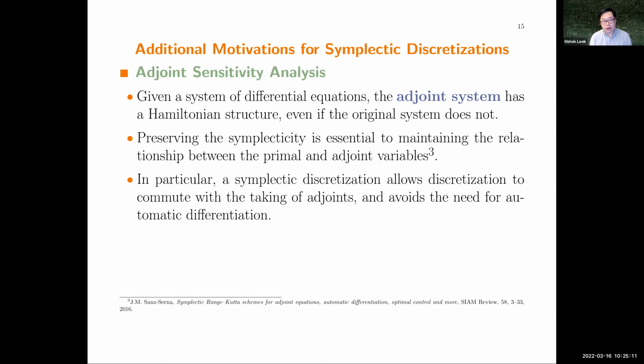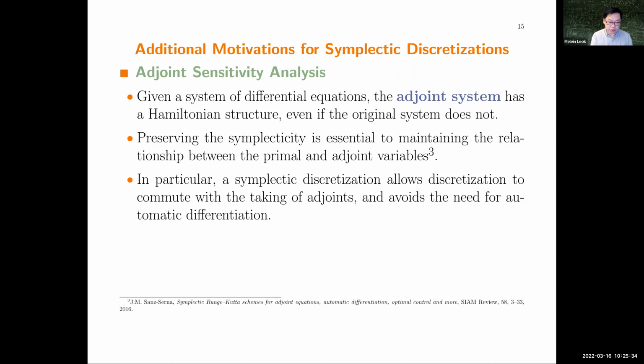Okay, so if you have any system of differential equations, then it turns out that the adjoint system has a Hamiltonian structure, even if the original system of equations does not. And it turns out that preserving symplecticity under discretization is essential to maintaining this relationship between the primal and adjoint variables. So what do I mean by this?